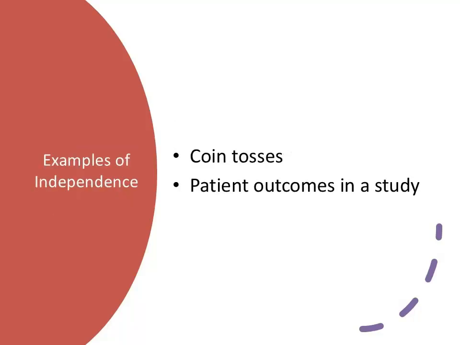A classic example of independence is coin tosses. The result of the first toss doesn't influence the second. Similarly, in clinical studies, we often assume that one patient's recovery is independent of another's, unless otherwise stated.